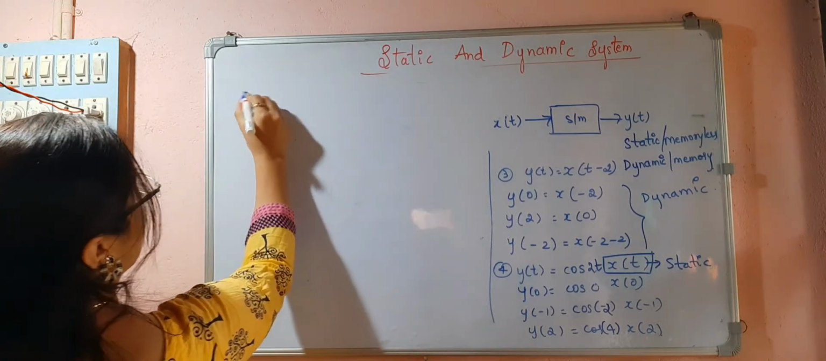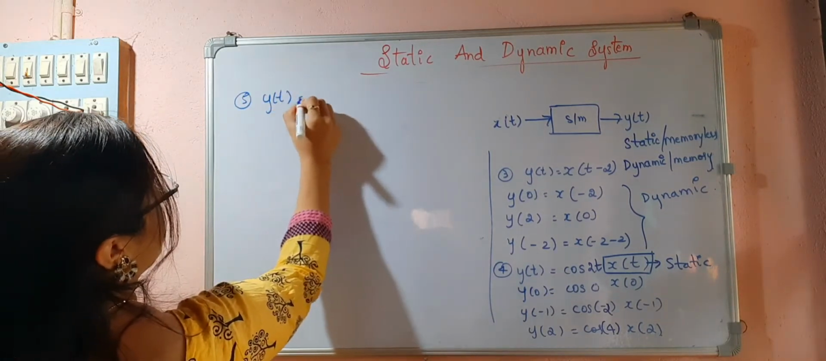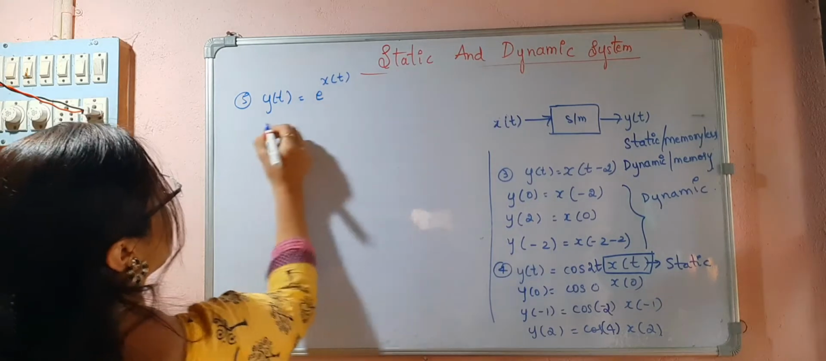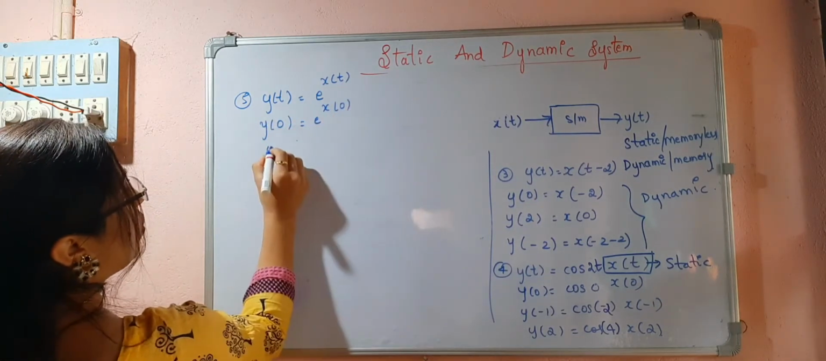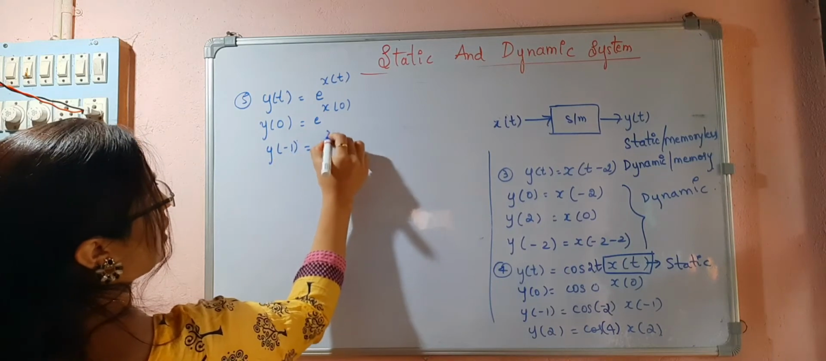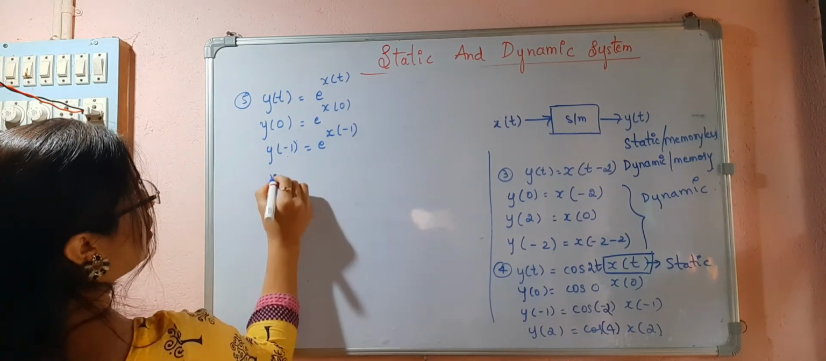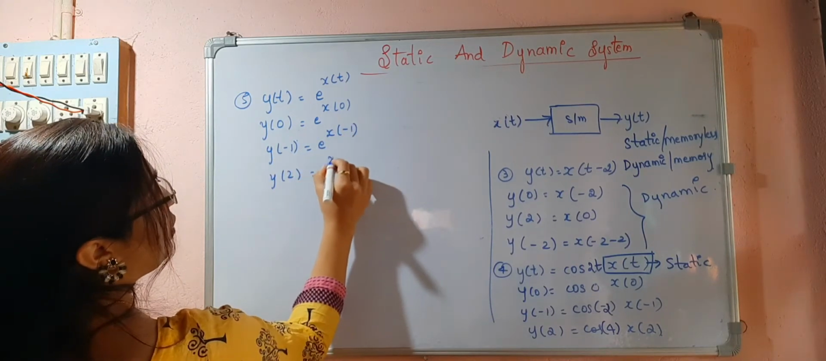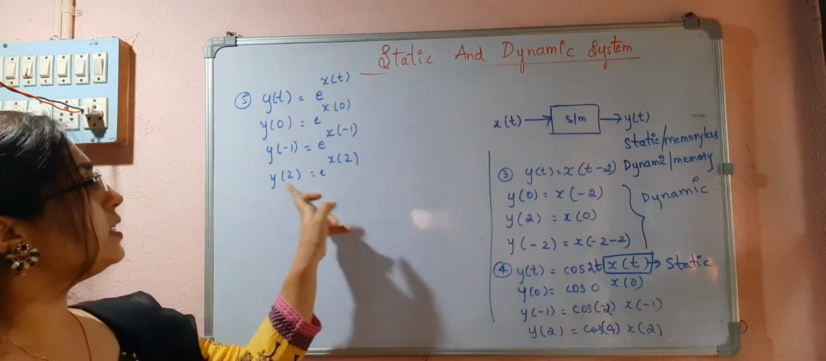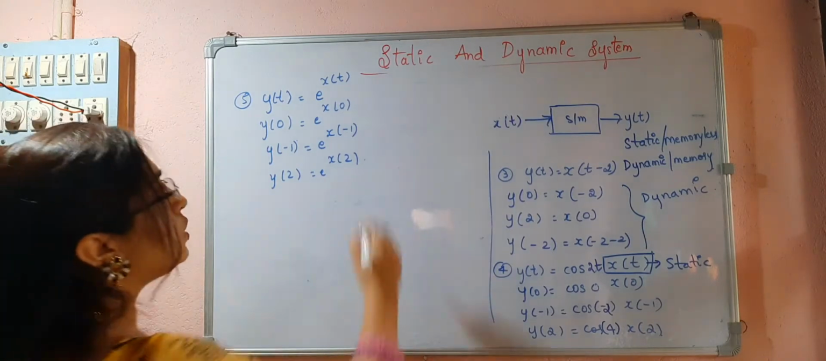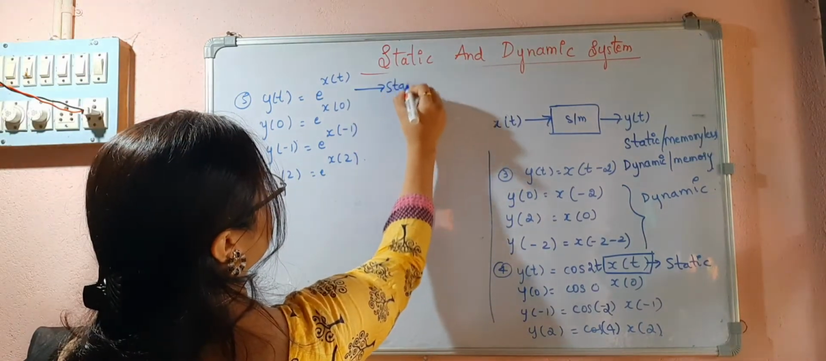So the next one, y of t is equal to e to the power x of t. In this case, y of 0 is equal to e to the power x of 0. y of minus 1 is e to the power x of minus 1. y of 2 is equal to e to the power x of 2. So this is also depending upon the present values of the input. So this is also a static system.